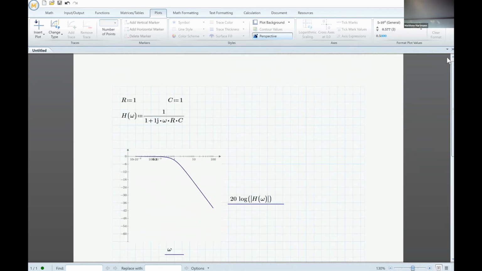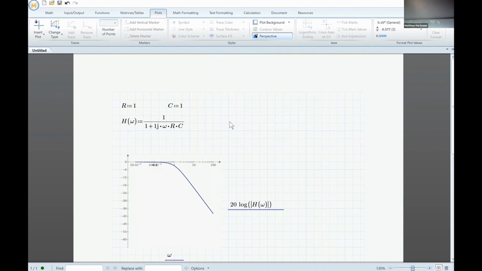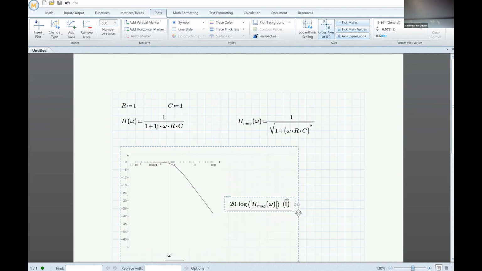to say, you can use Mathcad to check your work, because I could write H mag of omega is equal to 1 divided by the square root of 1 plus omega times R times C, quantity squared. This is what we got when we did the math to figure out what the magnitude was. If we put that here, notice that our graph didn't change at all. So that means our mathematical manipulation of the original transfer function to get the magnitude was correct.